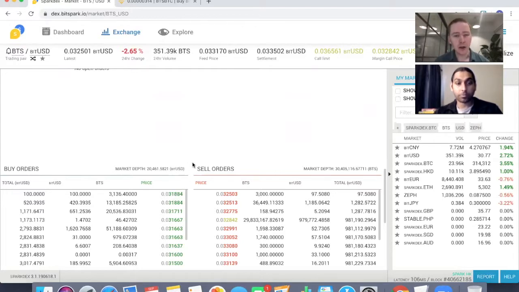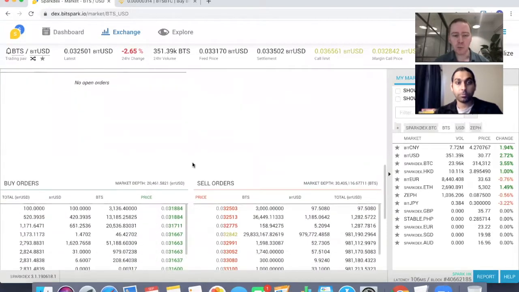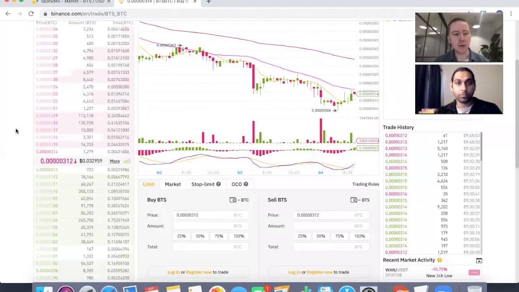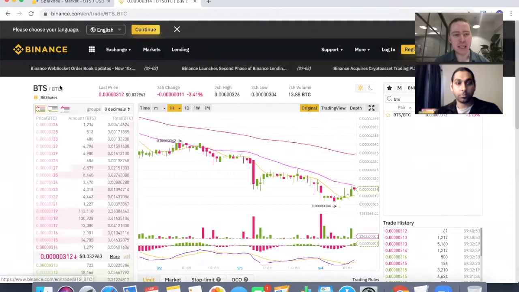As well, you can see that we're not really comparing apples and oranges here. Here we're looking at the BTS BitUSD, and here we're looking at the BTS BTC market.